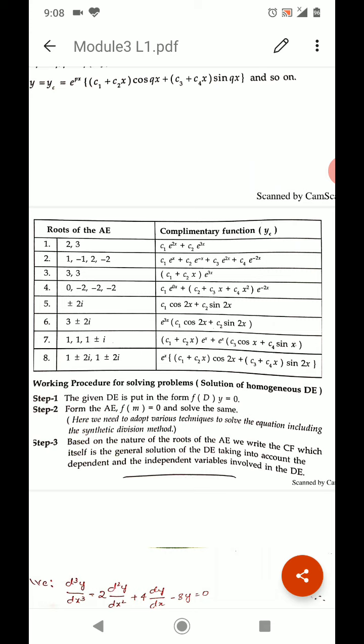Fifth example is plus or minus 2i. So this is a complex root. So plus or minus 2i can also be written as 0 plus or minus 2i. Here the value of p is 0 and value of q is 2. Therefore the complementary function becomes e power 0x of (c1 cos 2x plus c2 sin 2x). Since e power 0x is 1, finally we get c1 cos 2x plus c2 sin 2x.